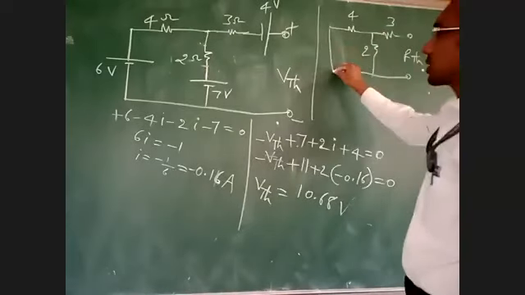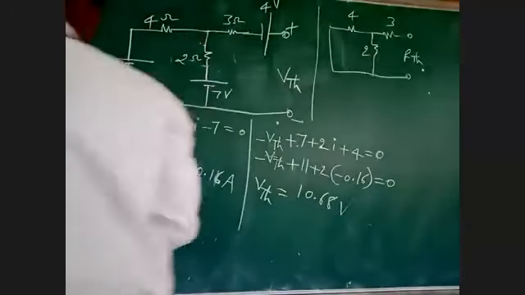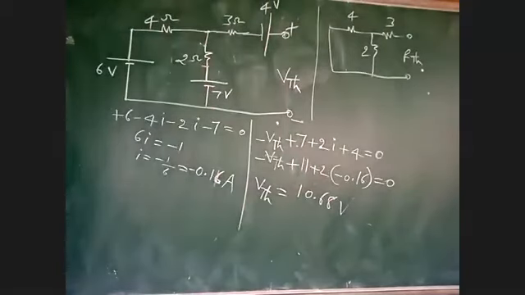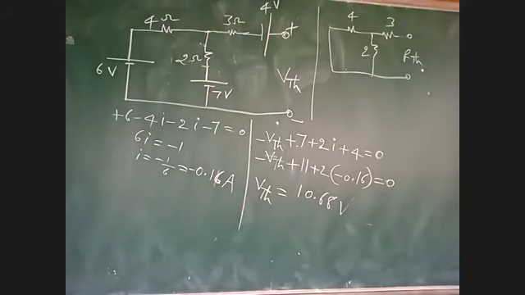What we have to do is short all three voltage sources. I am shorting all the three voltage sources. There is no current source, that's why I am not opening anything. Only voltage sources are there. We have three voltage sources, 6, 7, and 4 volts. All are short circuited for determining RTH.